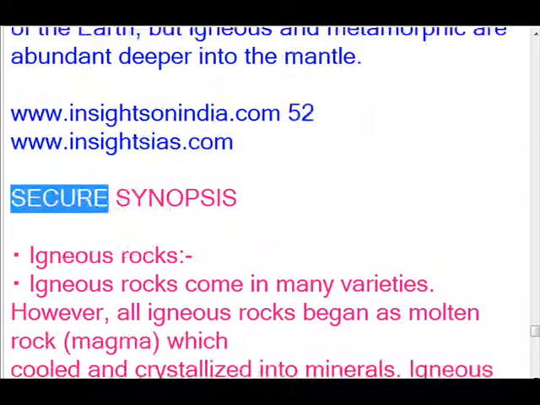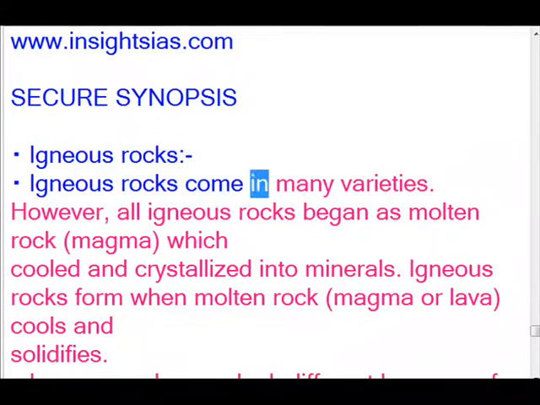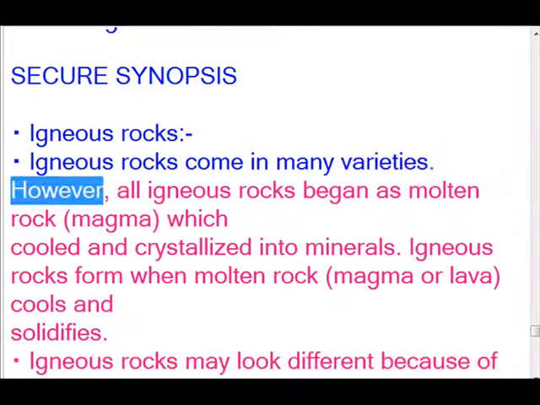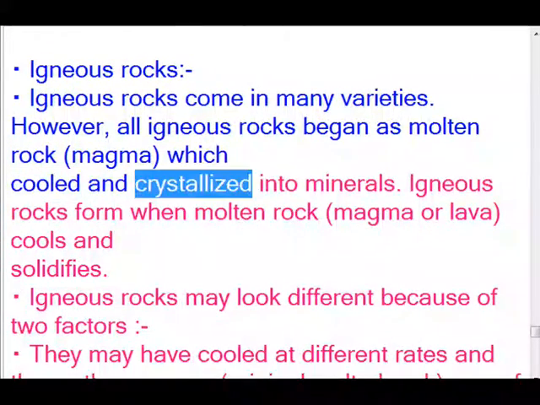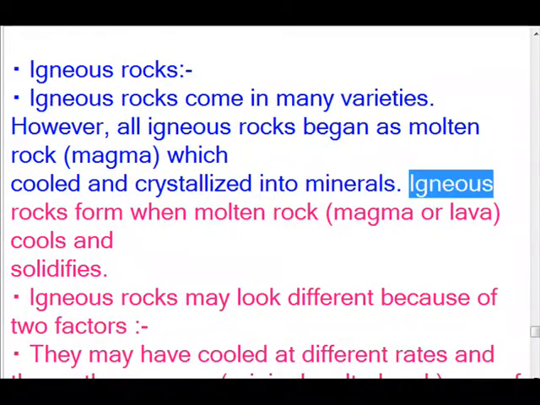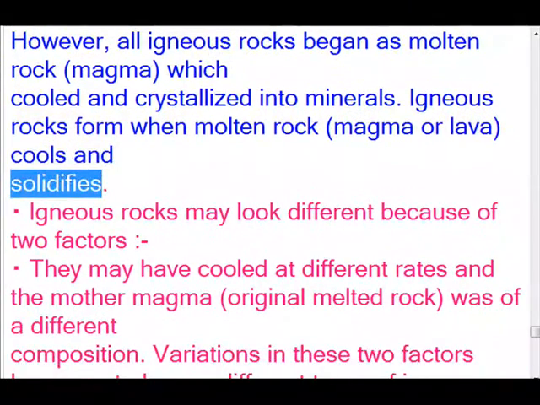Secure synopsis. Igneous rocks. Igneous rocks come in many varieties. However, all igneous rocks began as molten rock, magma, which cooled and crystallized into minerals. Igneous rocks form when molten rock, magma or lava, cools and solidifies.